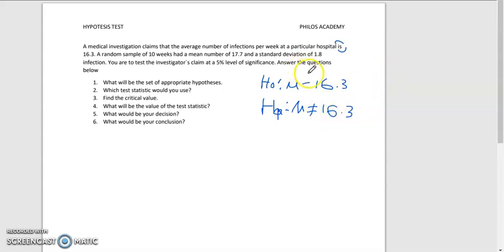This question can be in a theory and it can be in MCQs as well. They can tell you to use this to answer question 146, something like that. Now, let's look at question 2. Question 2 says, which test statistic would you use?